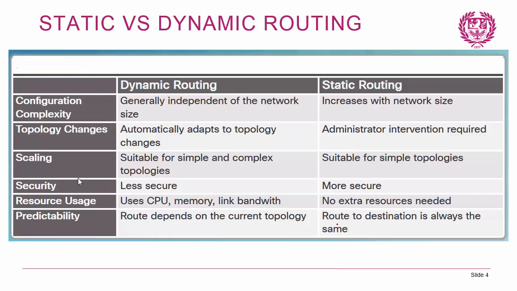Looking at topology changes, like when a router is added or when something goes up and down, dynamic routing protocols have the ability to automatically adapt to those changes, while static routes will remain and the administrator has to intervene and do manual reconfiguration. On the scaling aspect, dynamic routing protocols are suitable for both simple and complex topologies because they can learn and automatically adapt to topology changes, whereas static routing is more suitable for simple topologies.